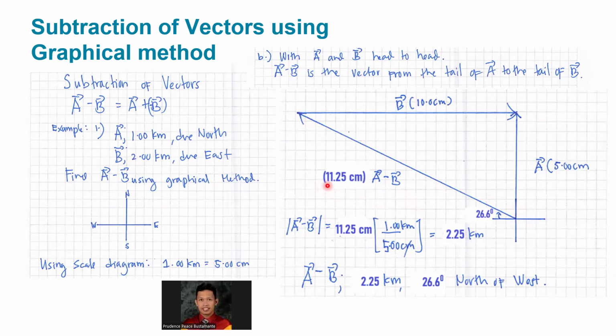So we measure this as 11.25 centimeters, 26.6 degrees north of west. And if we convert it back, you're gonna have 2.25 kilometers, 26.6 degrees north of west. So that is how you subtract vectors using the graphical method.